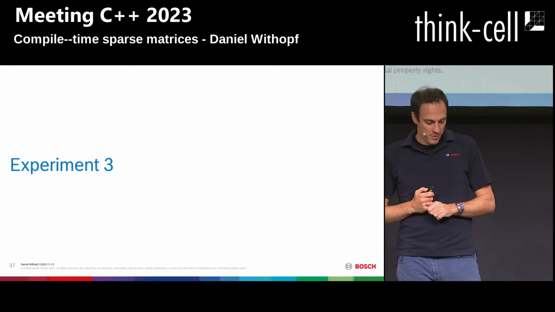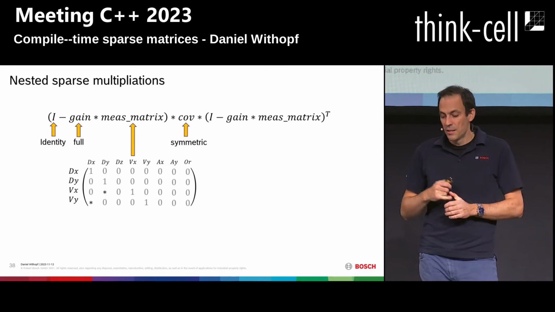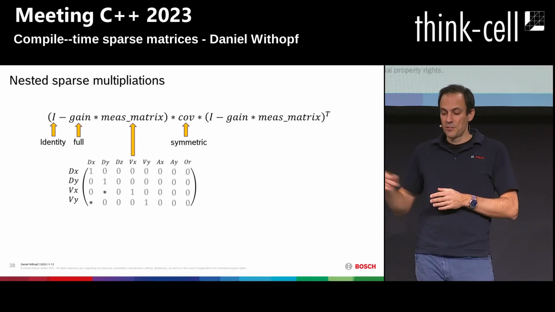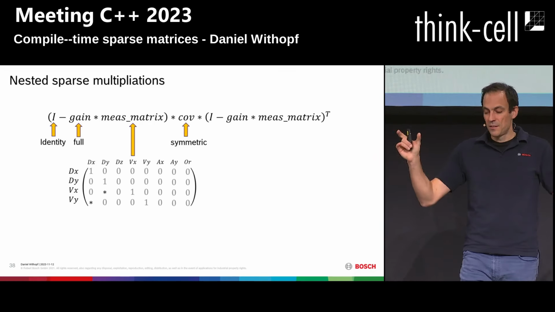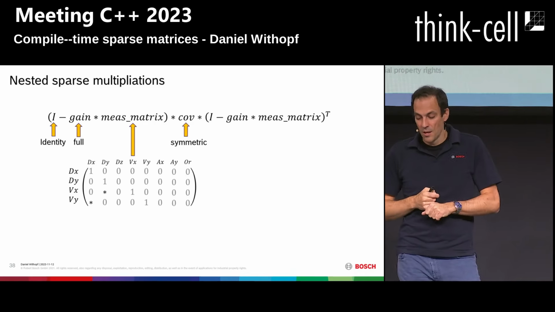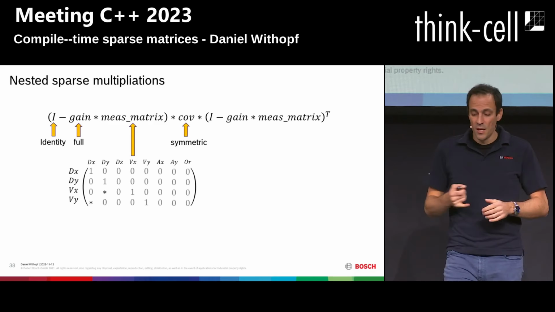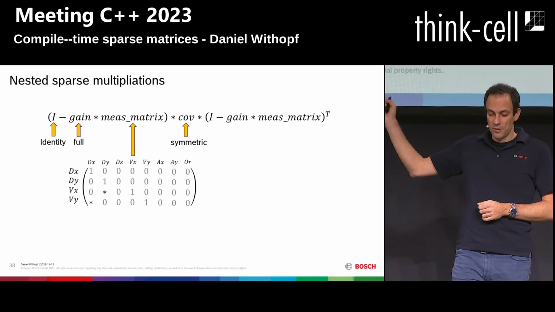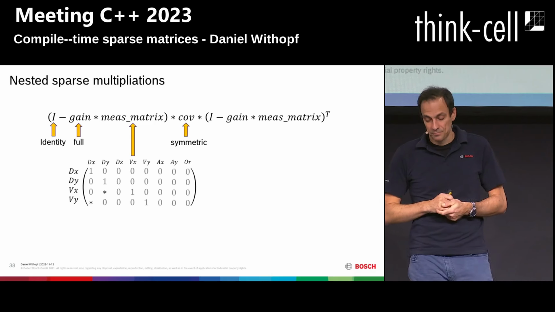Good. The last experiment that I want to report about is this one here. And here we have nested sparse multiplication. So in the middle, we have a symmetric covariance matrix. And that's multiplied from the left-hand side and the right-hand side, again, with the same term here. And the term we're multiplying with is an identity matrix. From that, we subtract the gain matrix, that's a full matrix, and multiply that with a measurement matrix that is fairly sparse, as shown here. So this is, again, an operation that you observe in Kalman filters pretty often.